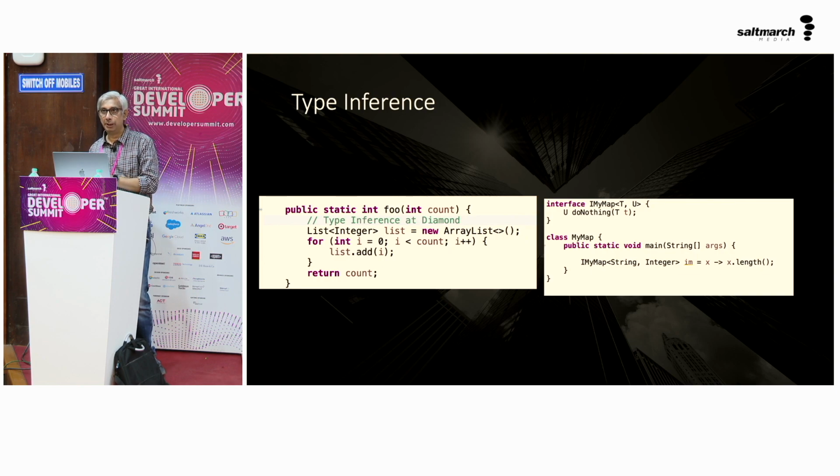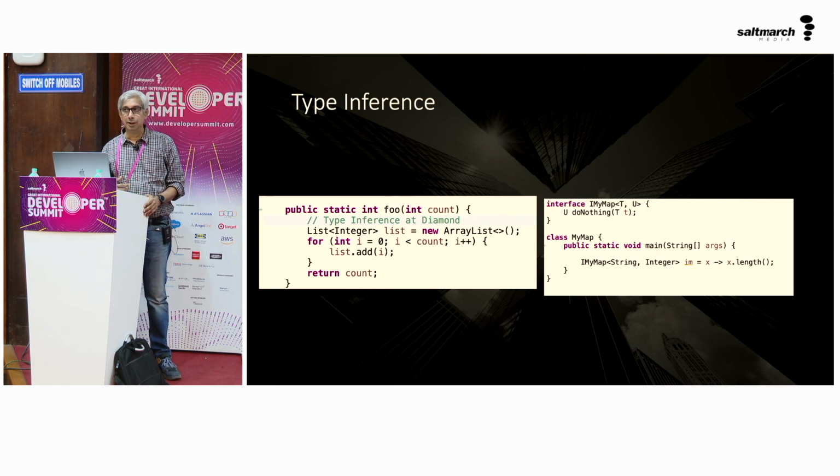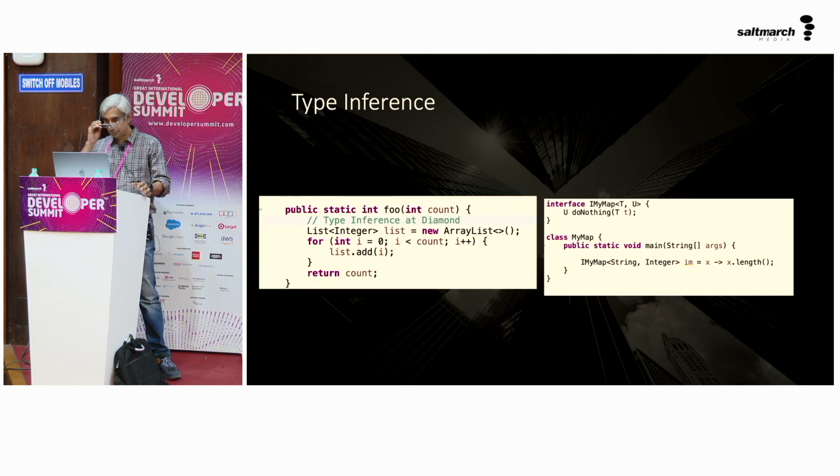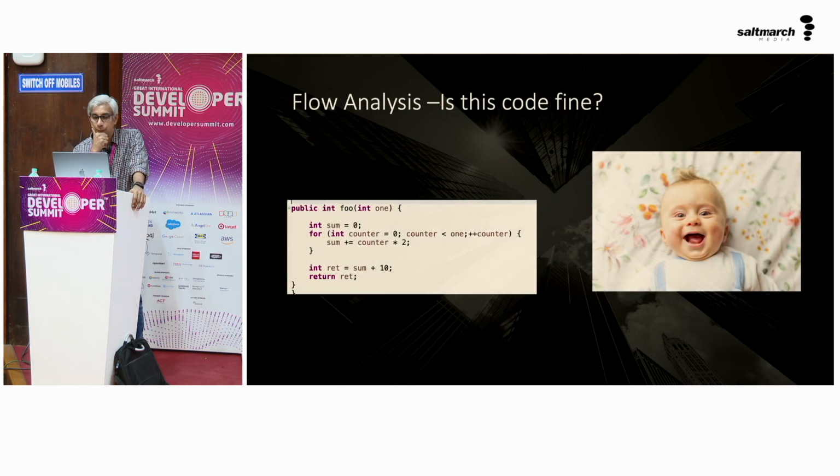They get more and more complicated as you think about lambda, and even more complicated when you think of records, which can take generic types. So I'll stop the type inference part and move on to flow analysis.